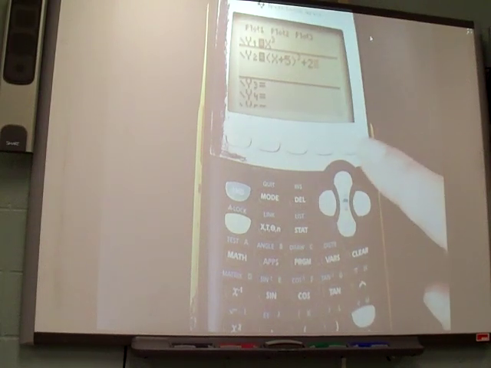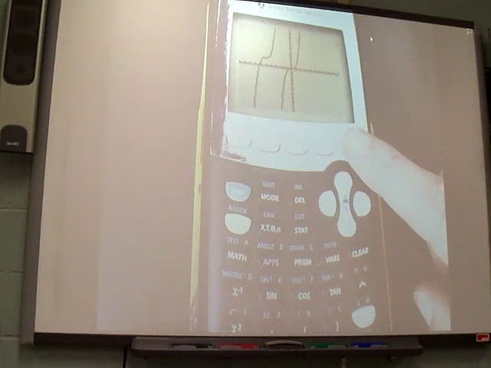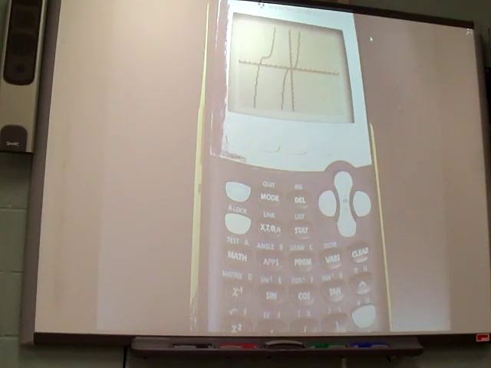Yep. So hit graph, and it's going to graph them in order. It'll do y1 first, your x cubed first. If it's already there, then there's the second one. Now, pretty smooth comparison on that.